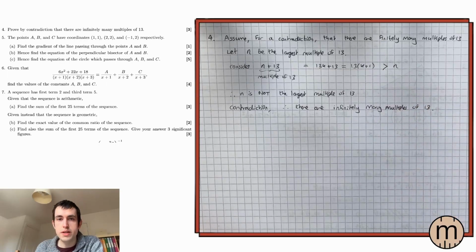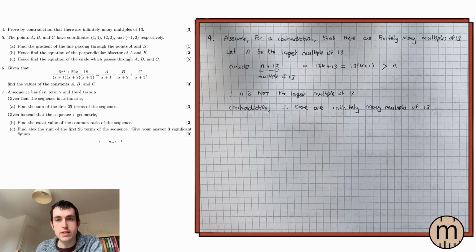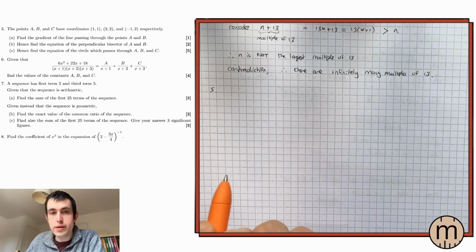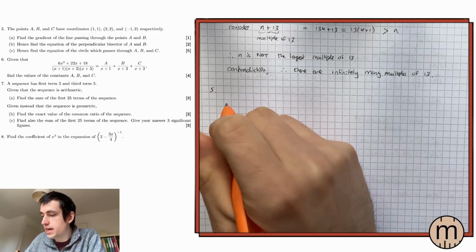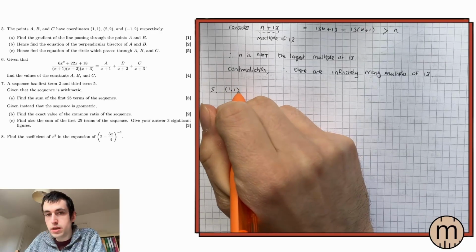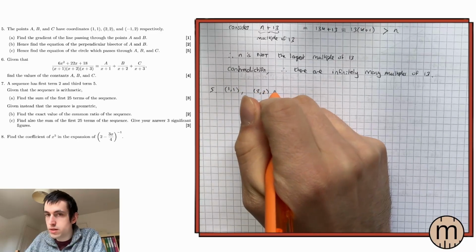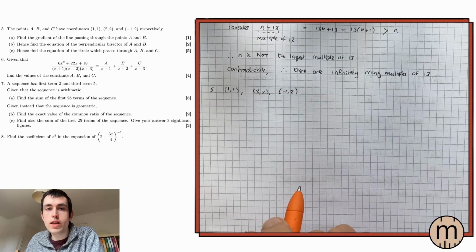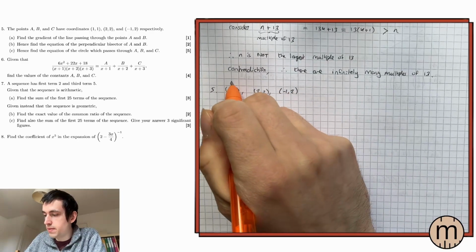Quite a wordy question for 3 marks, but the same idea could come up for any multiple. Question 5 then, we have got 3 points, A, B and C. They've got coordinates (1, 1), (2, 2) and (-1, 2). And first part is find the gradient of the line passing through the points A and B.